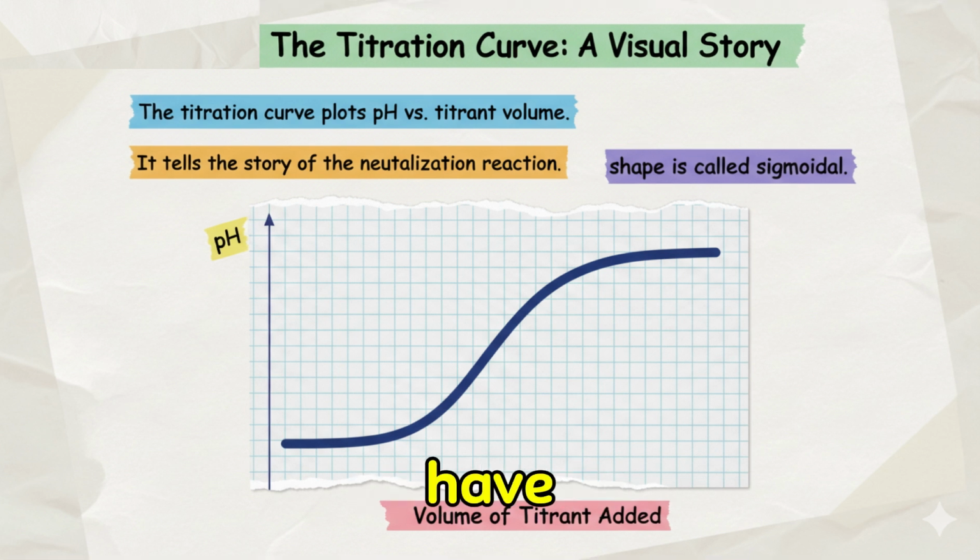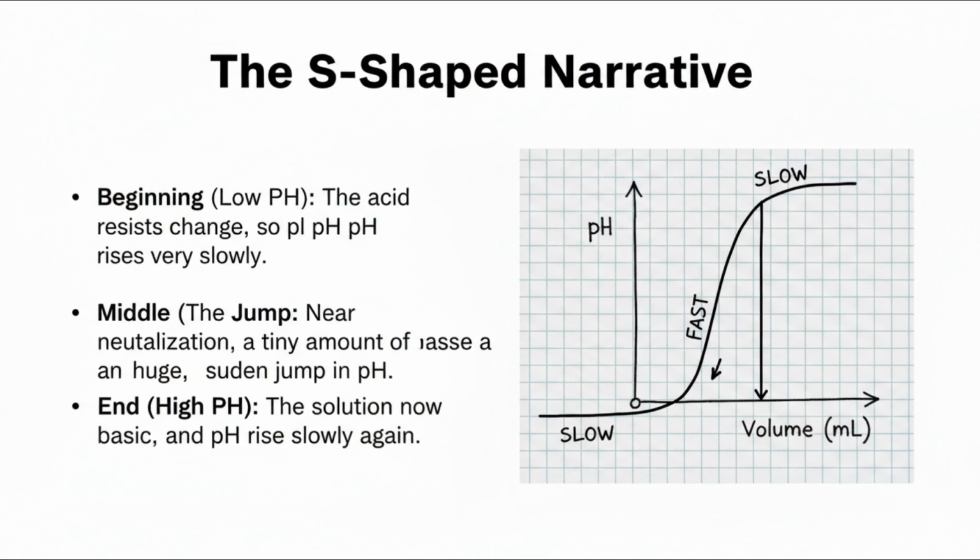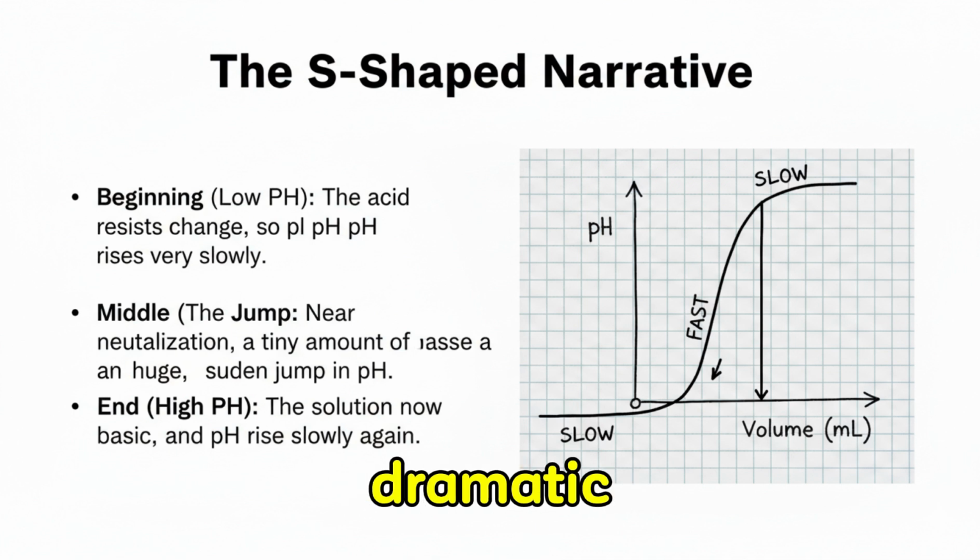At the beginning, we have lots of acid, so the pH is low. As we add the base, the pH starts to rise, but very, very slowly. This is the bottom part of our S. The acid is fighting back, resisting the change. But then, something dramatic happens.